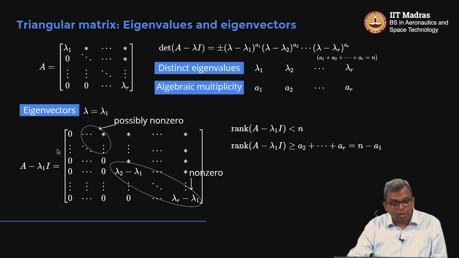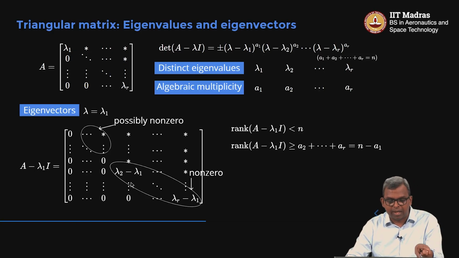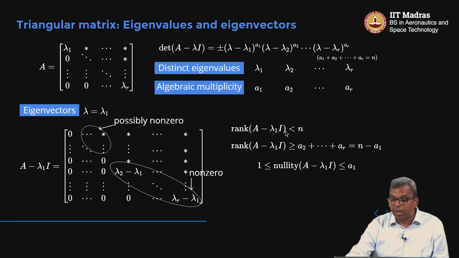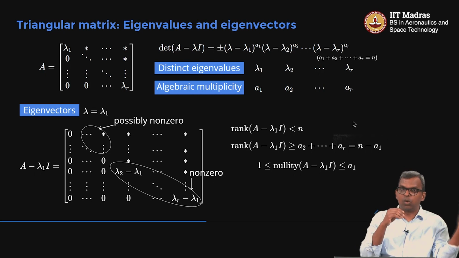Okay. So, the rank of A minus lambda 1 I has to be less than n, just by the definition of the eigenvalue, because A minus lambda 1 I is singular, right? We are also seeing the rank of A minus lambda 1 I in the triangular case. In the triangular case, I make the argument that it has to be greater than or equal to n minus A1. Okay. So, what does this mean? The nullity of A minus lambda 1 I is at least 1, that comes from the top inequality. So, the rank is less than n, which means the geometric multiplicity, or nullity of A minus lambda 1 I, is greater than or equal to 1.